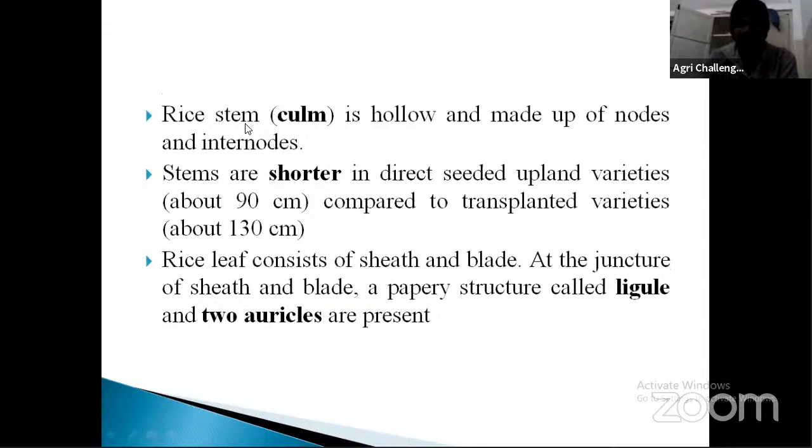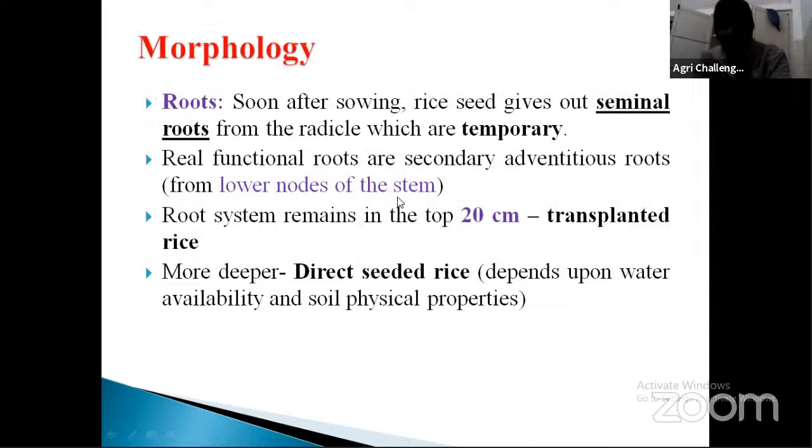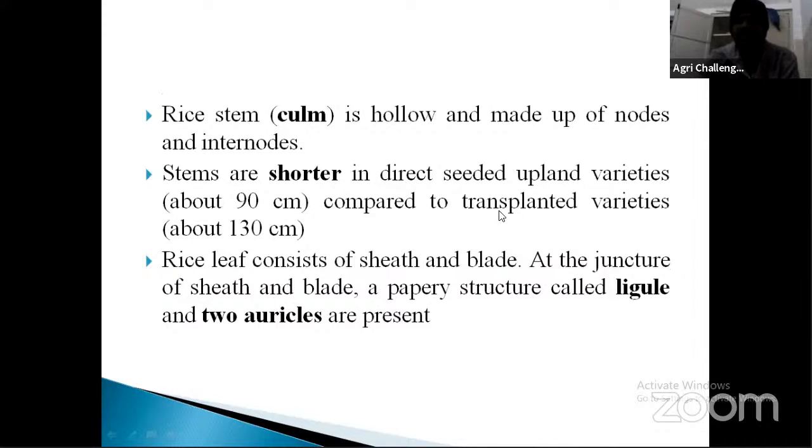And the rice stem is also called culm, and it is hollow and made up of nodes and internodes. Stems are shorter in direct seeded upland varieties compared to transplanted varieties. In direct seeded varieties, stem length is about 90 centimeters, but in transplanted varieties it is about 130 centimeters. Root length is short in transplanted rice, but stem length is more in transplanted rice.